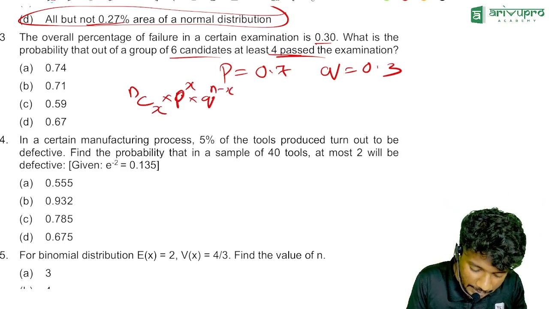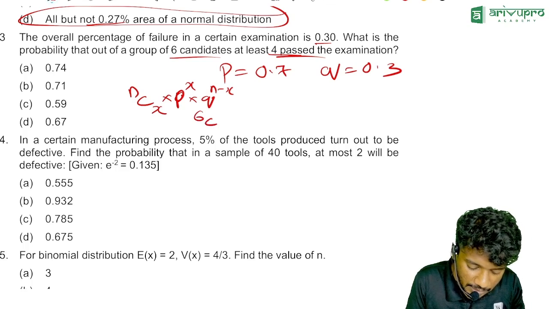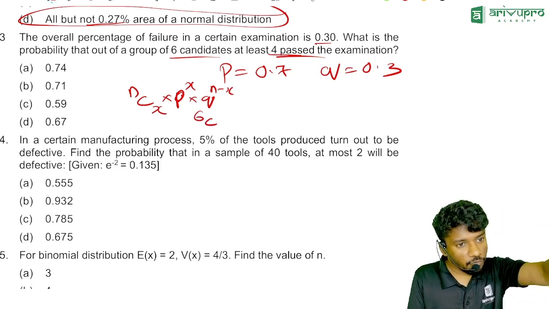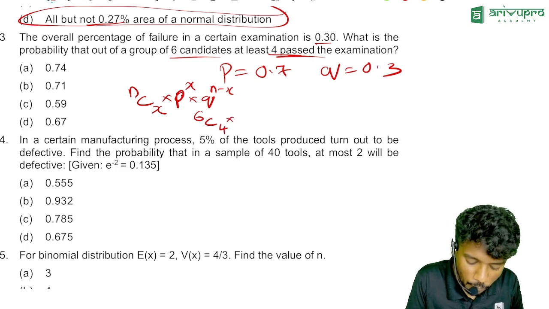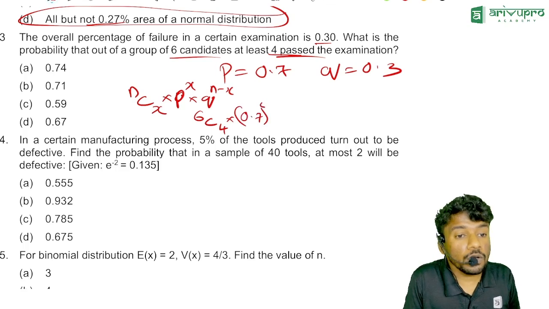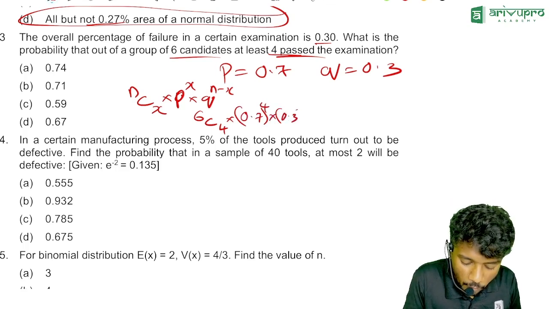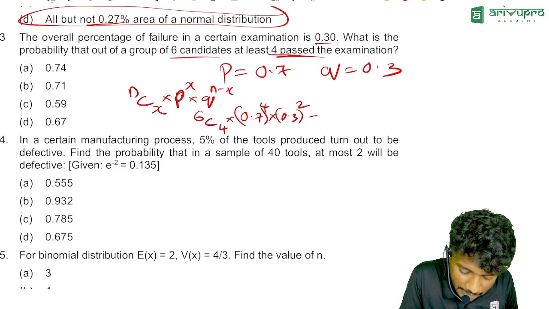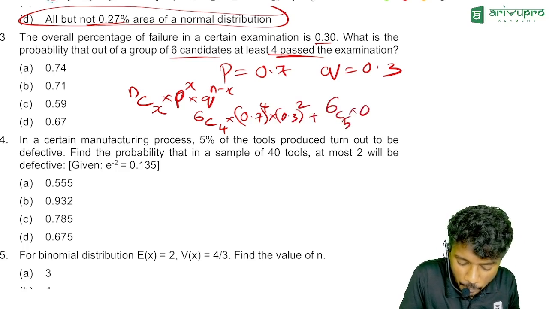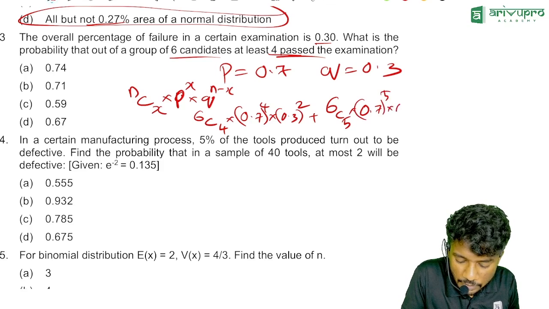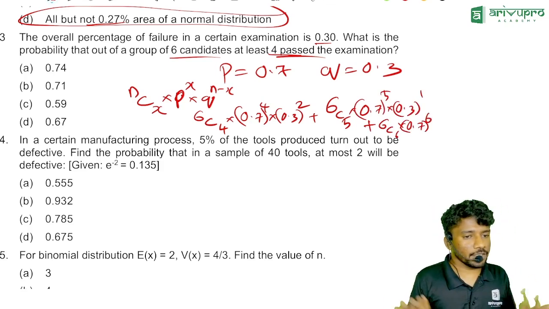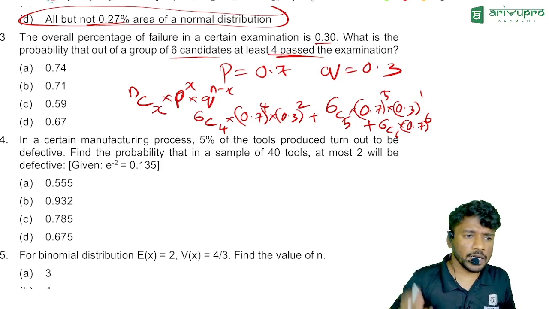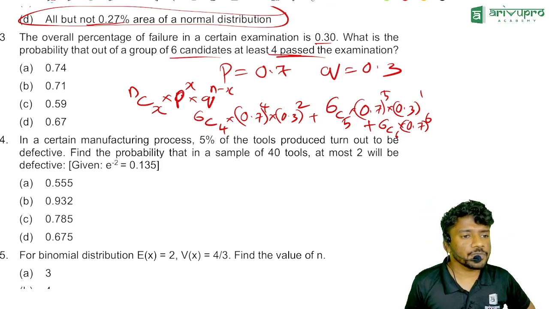So how will you write? n is how much? 6. 6C, first one. At least 4, right? So 4 people pass. 4 or more is the thing. 6C4 into 0.7 the whole raised to 4 into 0.3 the whole raised to 2 plus 6C5 into 0.7 the whole raised to 5 into 0.3 the whole raised to 1 plus 6C6 into 0.7 the whole raised to 6, then 0.3 raised to 0 is 1. So we don't need to write it. Can you find the answer?